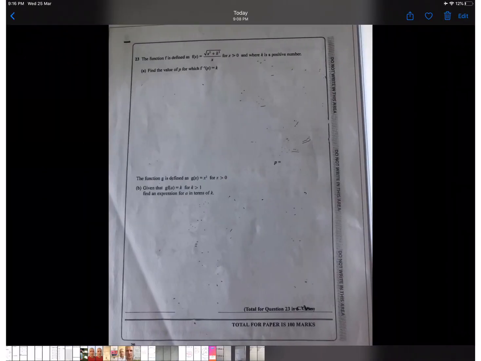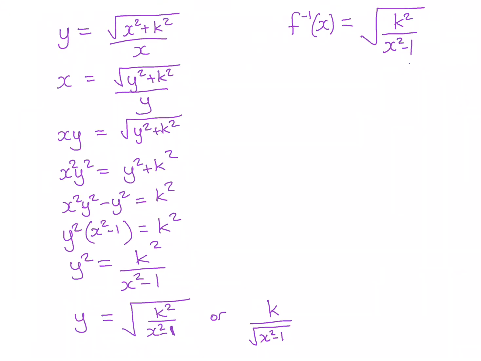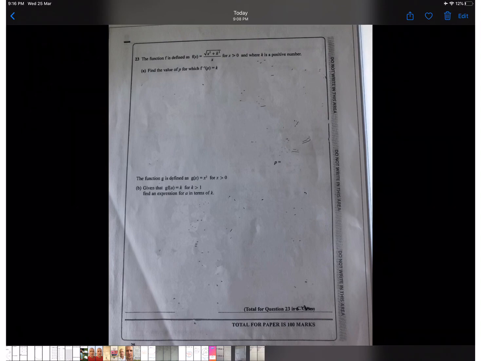Okay, then what did I ask? Find the value of p for which the inverse of p equals k. Okay, so if I plug p into this, then the answer is k. So if I put p in like that, this thing becomes k. So I sub p into the inverse function and the answer is k. So that should give me the following. So I've just replaced x with p and I've replaced this f inverse of x with k. Find the value of p for which that equals that.